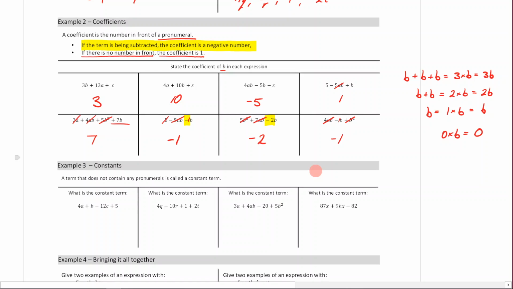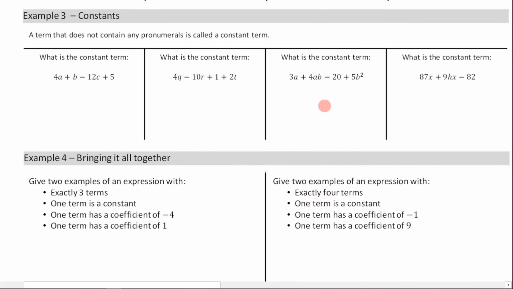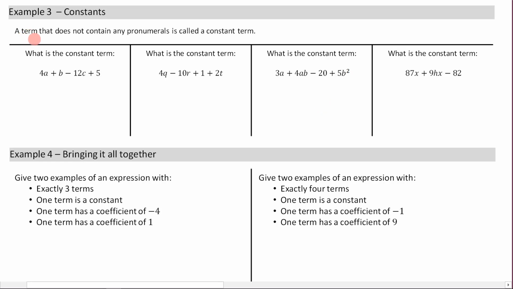Okay, so having now done that, let's keep on going and talk about some constants. Constants are easy. A term that does not contain any pronumerals is called a constant term. So what is the constant in this expression? Well, as you can see, I have 1, 2, 3, 4 terms, and this term right here doesn't have any pronumerals. And remember, a term that does not contain any pronumerals is a constant term, so that means my constant term is 5.